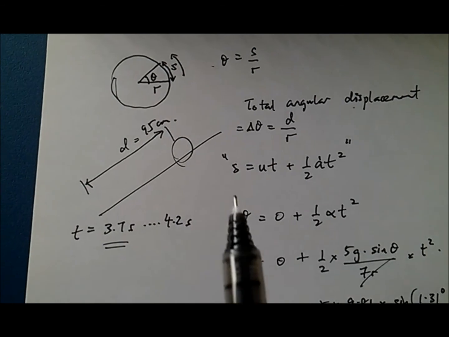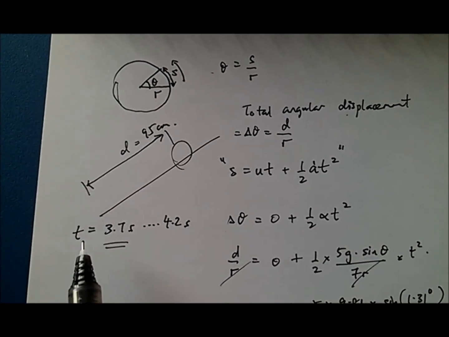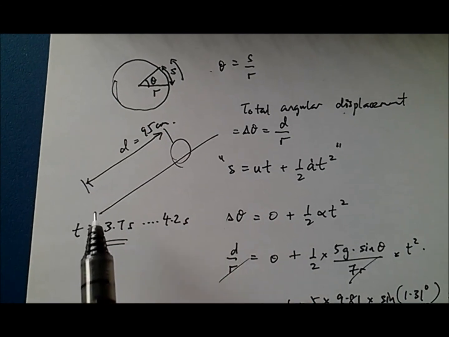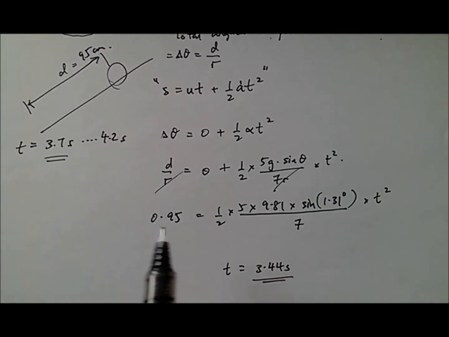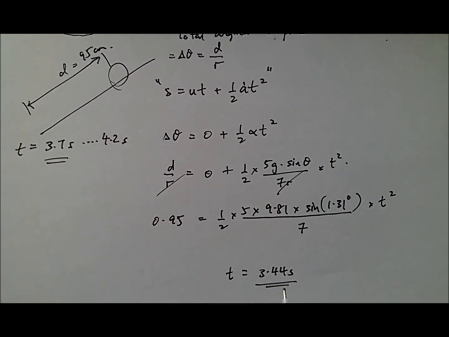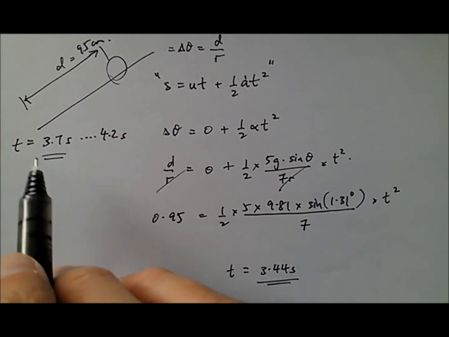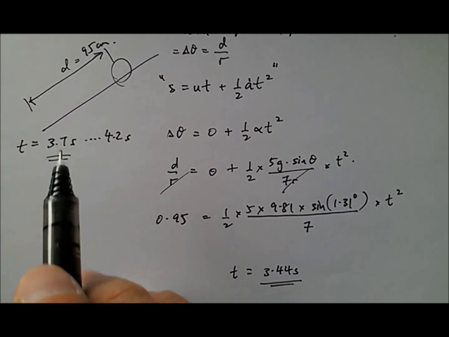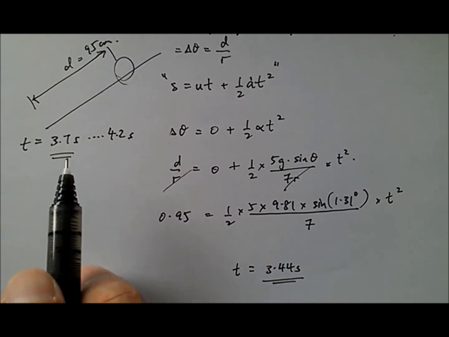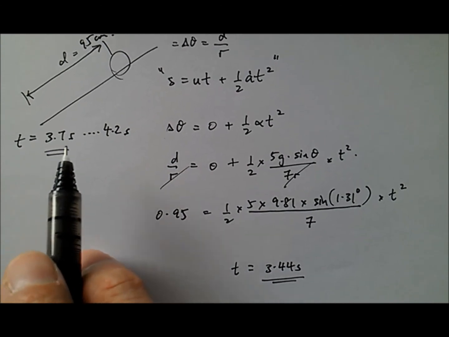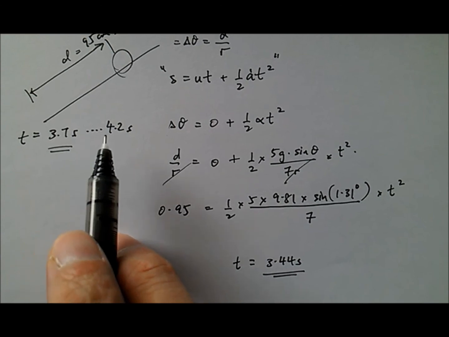As I was doing the experiment, the time I measured for the ball to roll down the 95 centimeters ranged between 3.7 seconds and 4.2 seconds. So you will find that this agrees with our theoretical answer. Of course, the measured time is longer due to experimental errors, such as human reaction time, the ball rubbing against the side walls as it rolls down, thereby slowing it down, or the ball not traveling in a straight line down the slope.